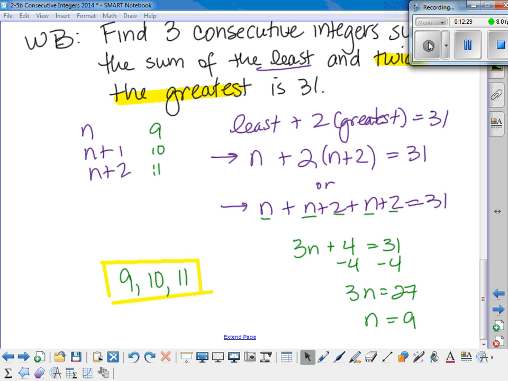Okay, so you should have gotten that n was equal to 9, and then when you plug it back in, you get 9, 10, and 11 as the final answer.